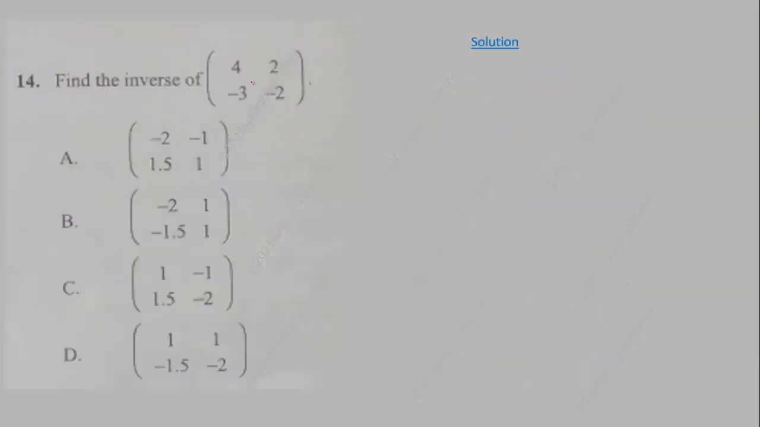We have to find the inverse of the matrix given. So to find the inverse of the 2 by 2 matrix, we find the determinant, which is the product of the leading diagonal minus the product of the minor diagonal. So that will give us negative 8 plus 6, and that will give you negative 2.